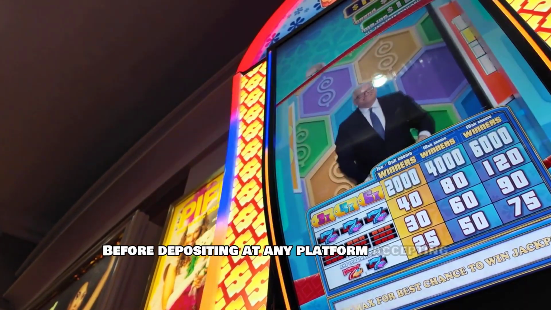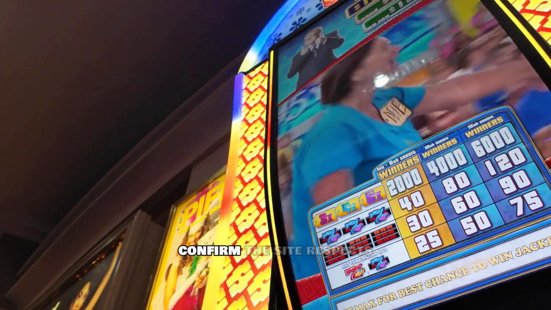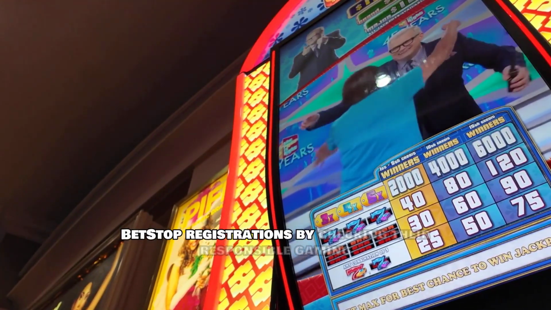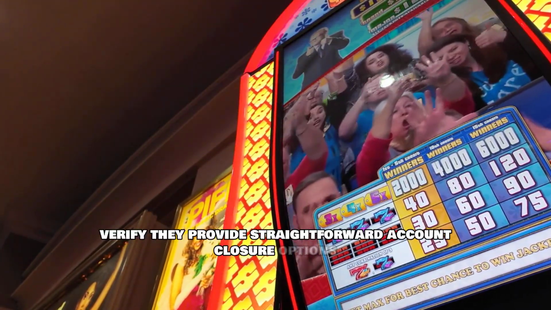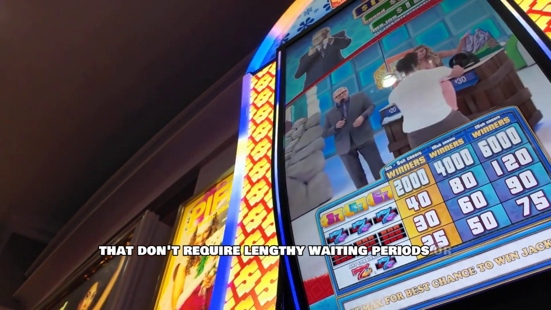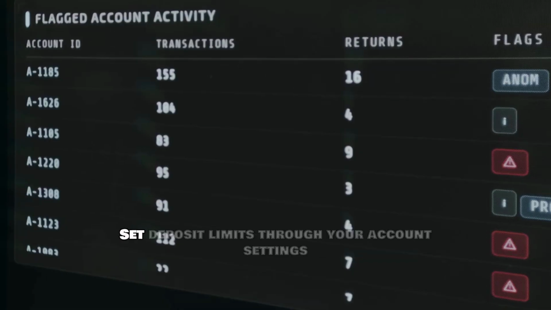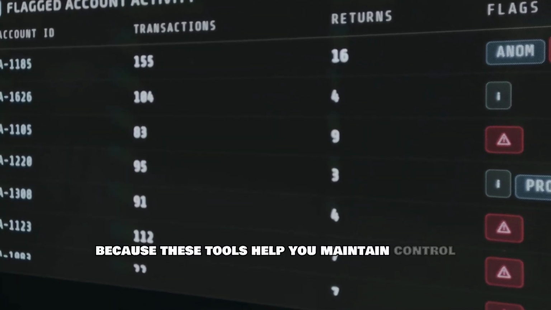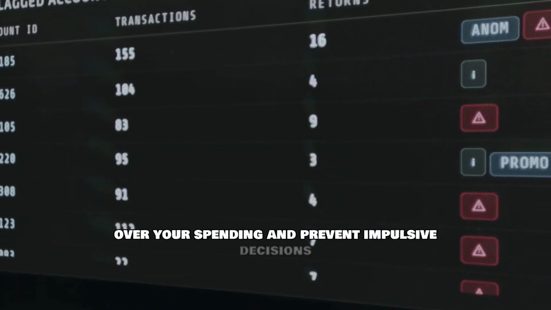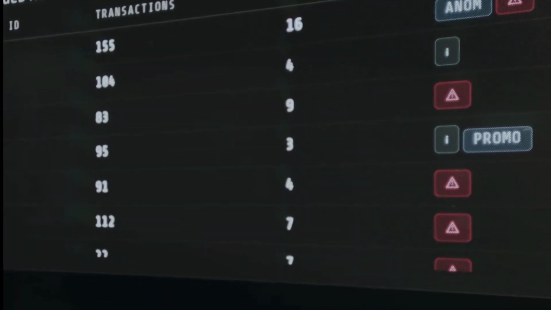Before depositing at any platform accepting Australian players, confirm the site respects BetStop registrations by checking their responsible gaming section, and verify they provide straightforward account closure options that don't require lengthy waiting periods or complicated verification processes. Set deposit limits through your account settings before you start playing, because these tools help you maintain control over your spending and prevent impulsive decisions during gaming sessions.